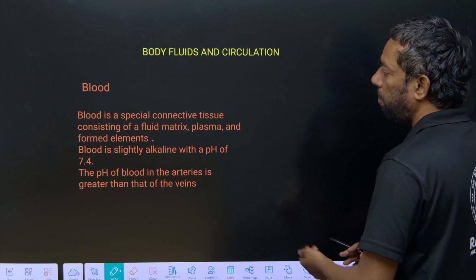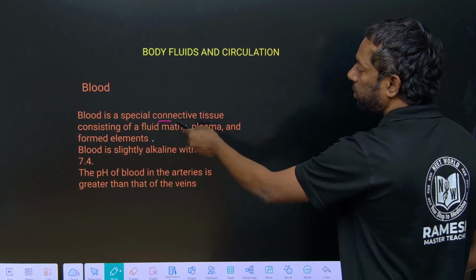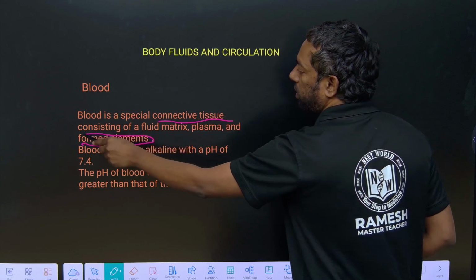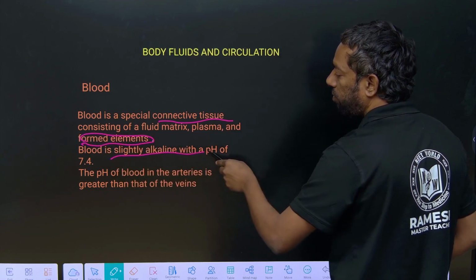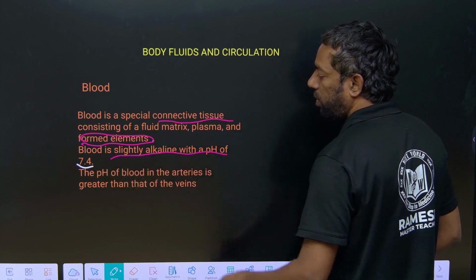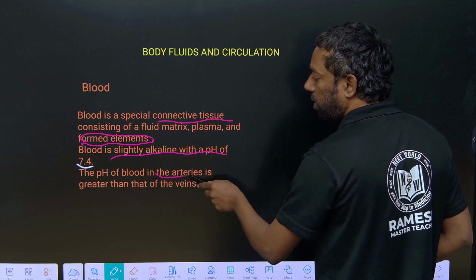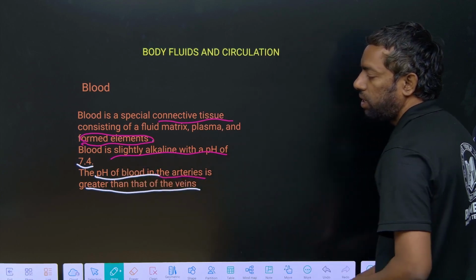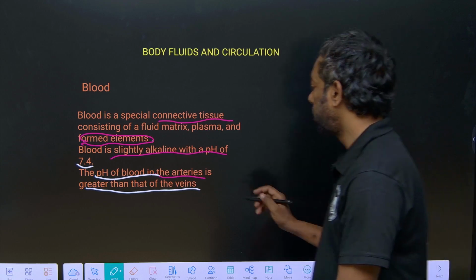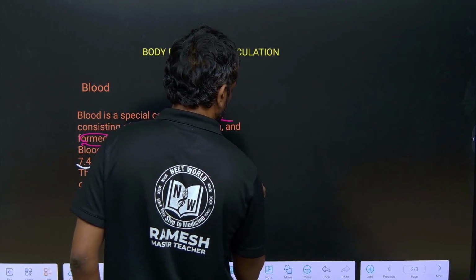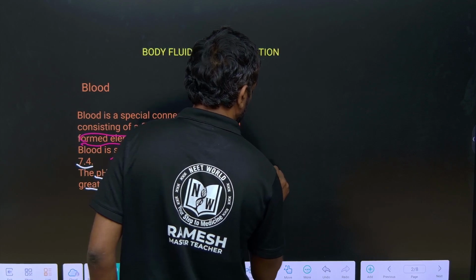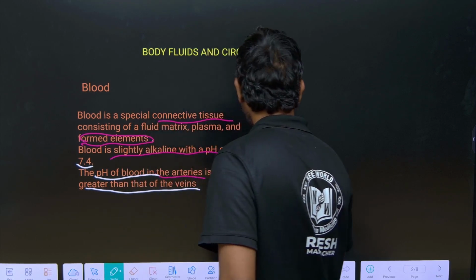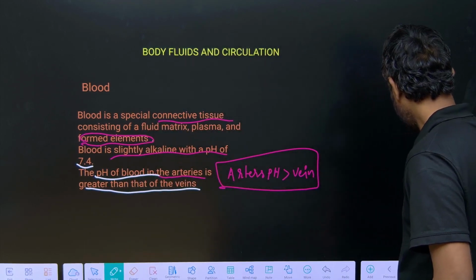Body fluids, blood. Blood is a specialized connective tissue which produces formed elements and fluids. Blood is slightly alkaline with a pH of 7.4. The pH of blood in the arteries is greater than in the veins. Okay? Next slide.